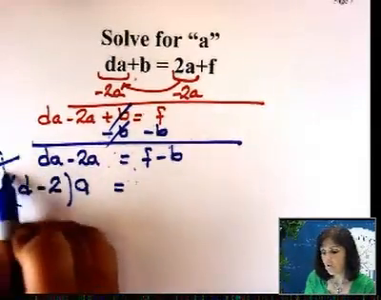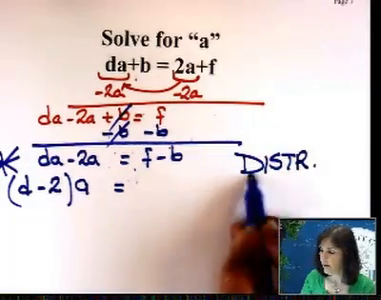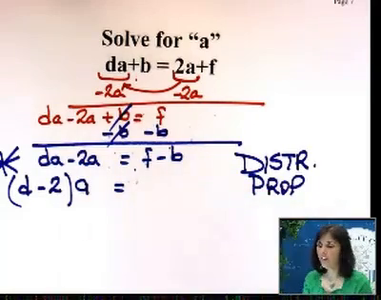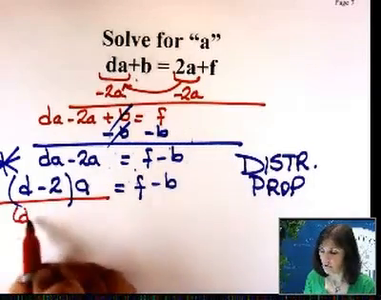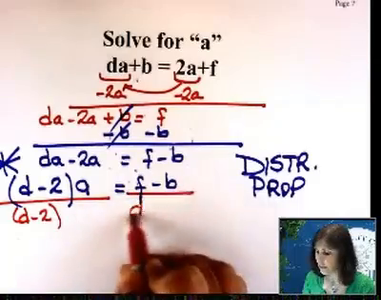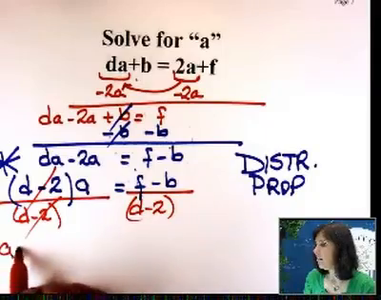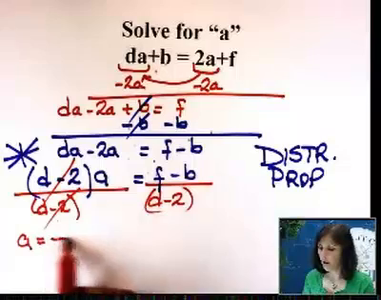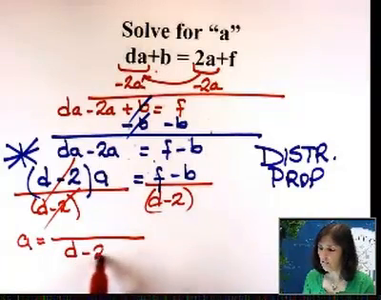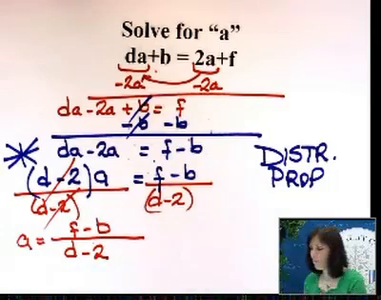So this is the crucial step. So distributive property. And this is the hard thing. Guess what? Now the coefficient of A is this whole thing, D minus 2. Divide by D minus 2. Let's write it nicely. You have A equals, let me make sure that you can see that. You have the bar, you have D minus 2, and on top you have F minus B. You see it? Very good.